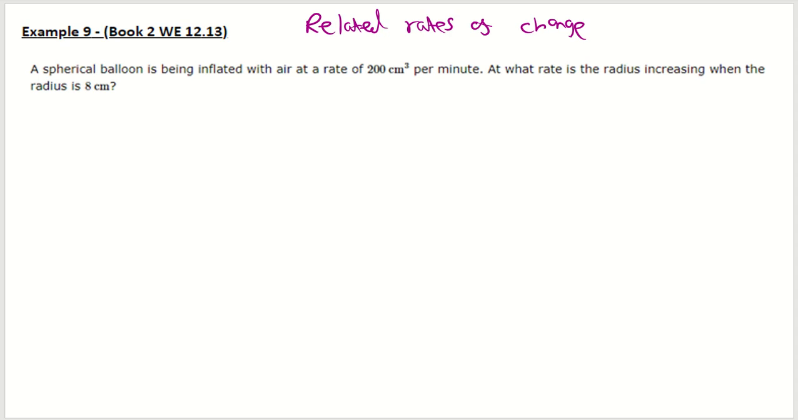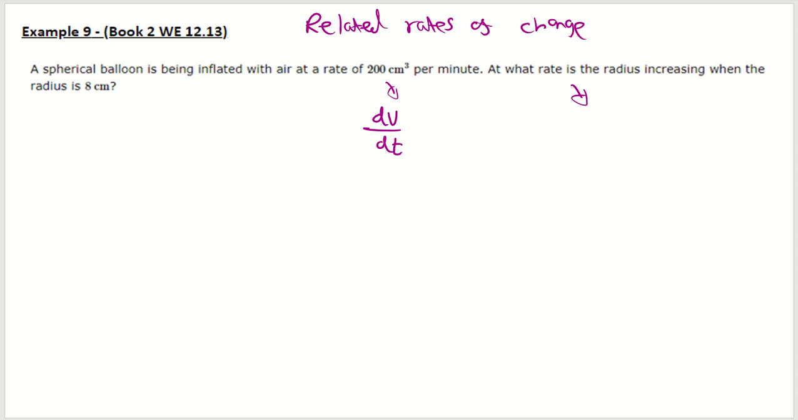So we want to know at what rate is the radius increasing when the radius is 8 centimeters. Okay. So we're given here a rate of change. So this is centimeters cubed, so that's going to be the derivative of V, the rate of change of the volume, and it says per minute, so it's with respect to time. So the rate at which volume changes with respect to time. The one it's asking for here is the rate at which the radius is increasing.